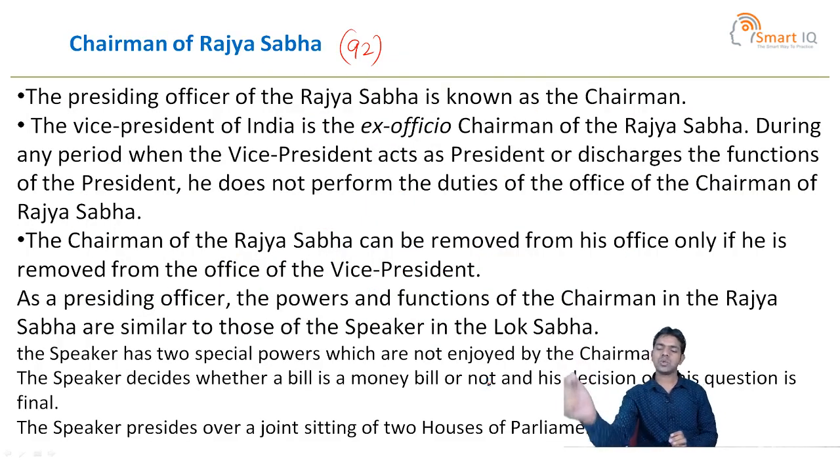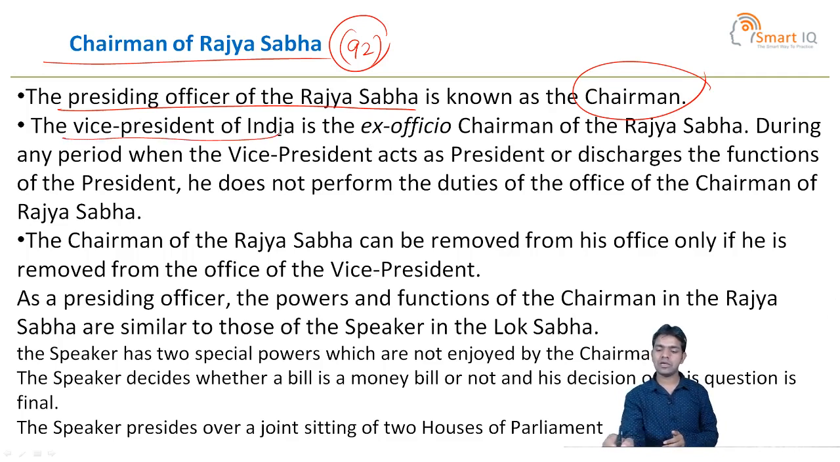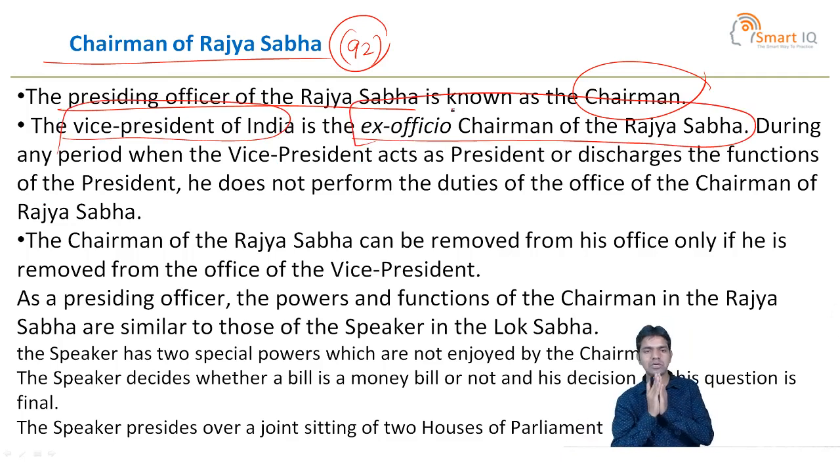And next, Article 92 talks about the chairman of the Rajya Sabha. Article 92 under the Indian Constitution talks about the chairman of the Rajya Sabha. The presiding officer of the Rajya Sabha is also known as the chairman. The presiding officer in the Lok Sabha is called the Speaker, but in the Rajya Sabha the presiding officer is called the chairman, and the Vice President of India is the ex officio chairman of the Rajya Sabha. Very important. The Vice President of India is the ex officio chairman of the Rajya Sabha.